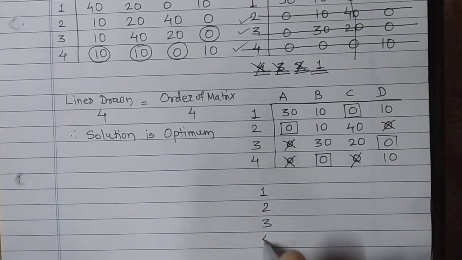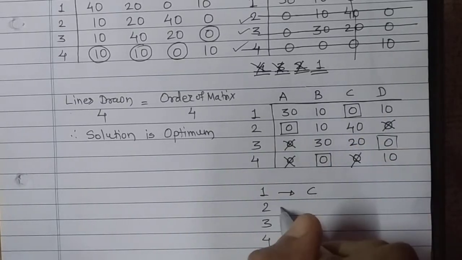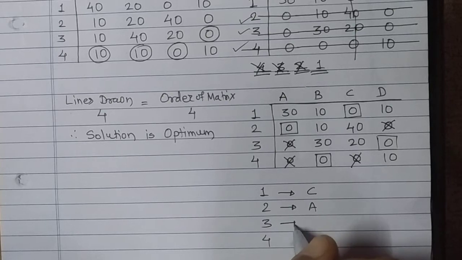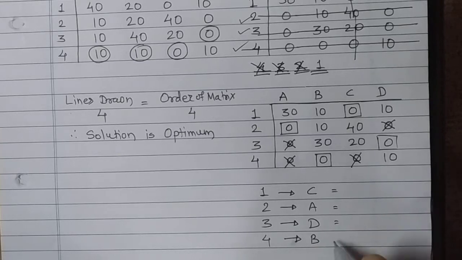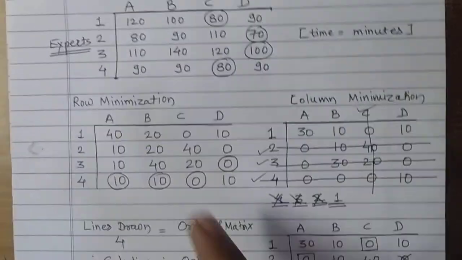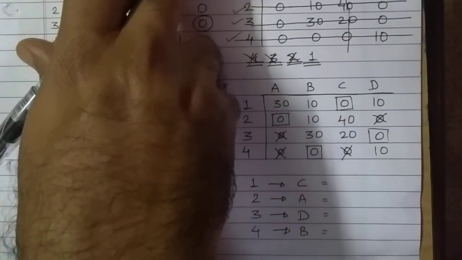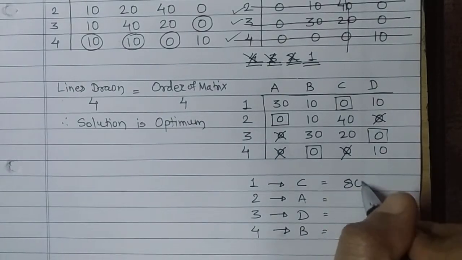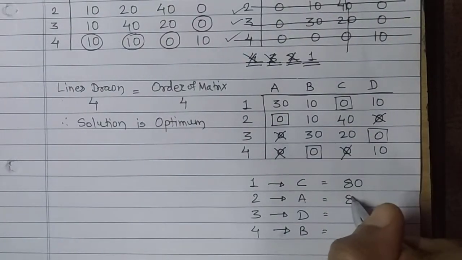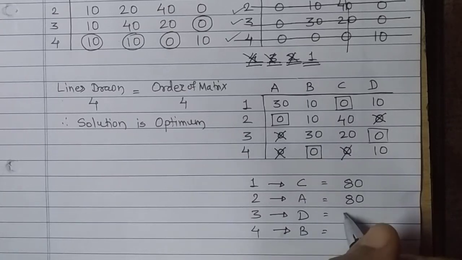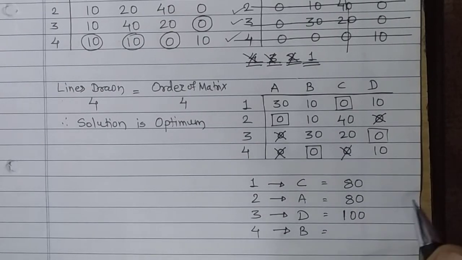1, 2, 3, 4. 1 is assigned to C, 2 is assigned to A, 3 is assigned to D, and 4 is assigned to B. You have to go back to your original problem and write down the values from this problem. So 1 is assigned to C, that is 80. So write down all these values. 1 is assigned to C, 80. 2 is assigned to A, again 80. 3 is assigned to D, 100. And 4 is assigned to B, that value is 90. Make a summation of this, and that is your final answer in minutes.